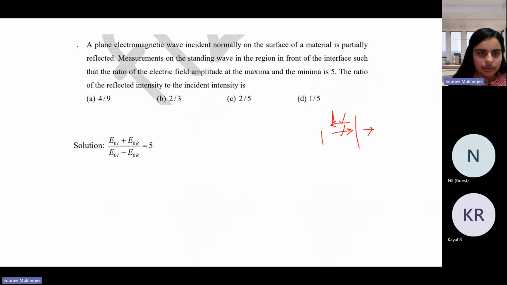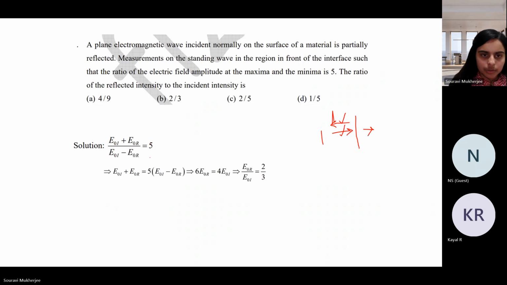So what this tells you is that you can write it something like this. If this is your incident light, this is your reflected light. When you have constructive interference, they will add up, and this is the difference where you get a minima. And the ratio of that is 5, right? So now if you start from here, you can just solve it. If you solve it, you get a ratio between the amplitude of the reflected light to the incident light. The square of this term is the ratio of reflected intensity to the incident intensity. So that is what the question is asking.